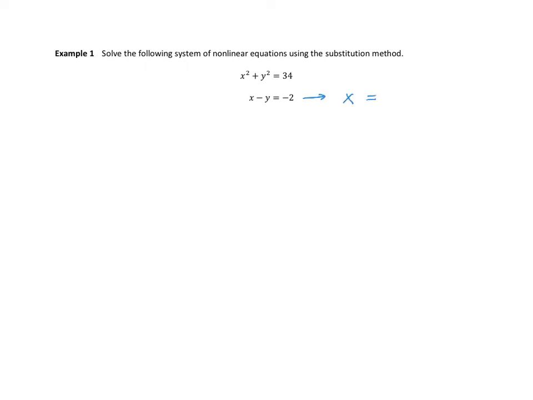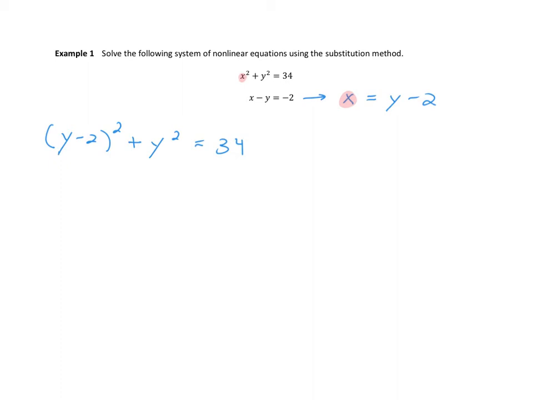So x is equal to y minus 2, because I added y to both sides. I'm now going to take this value for x and plug it in right there. Here's what we end up with. We have x, which is really y minus 2, squared, plus y squared, is equal to 34.